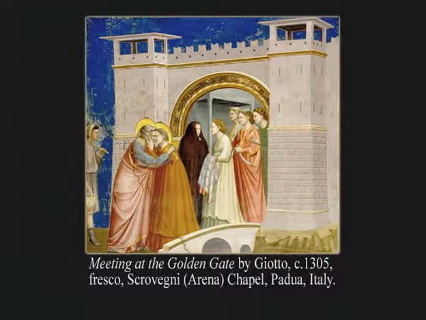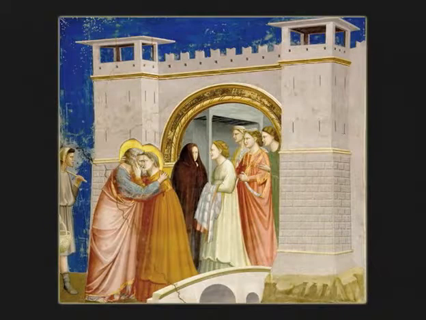Giotto's fresco shows an aged couple, Joachim and Anna, who had been childless and who have just learned from angels that Anna will bear a child, Mary, who will become the mother of Jesus. They rush, she from their home and he from the fields, and they meet at the city gate.